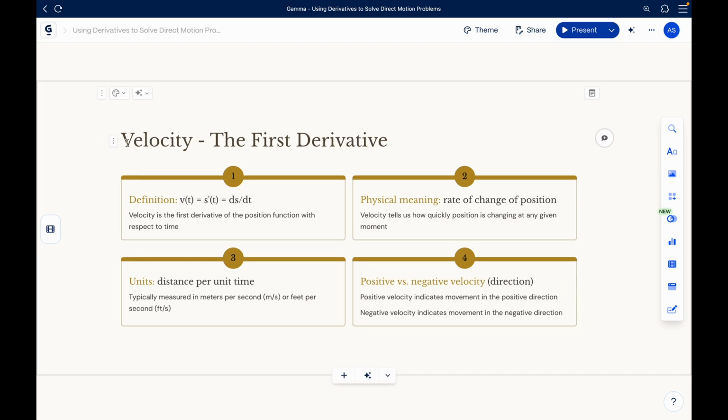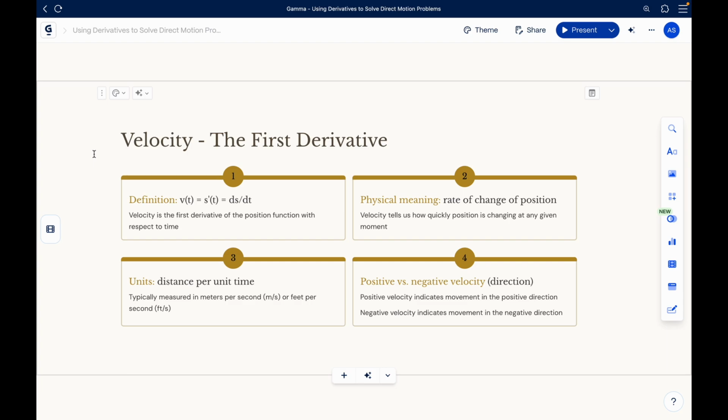Now, let's look at the first of two fundamental quantities that we can figure out using derivatives. The first is velocity, where v of t is the derivative of the position function. Velocity tells us how quickly position is changing at any given moment, kind of like the slope of a graph. The units are distance per unit time, typically meters per second or feet per second.